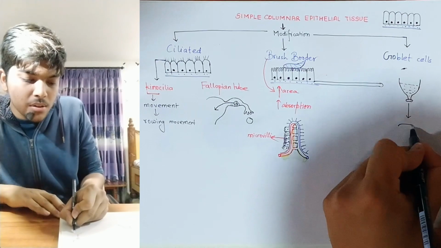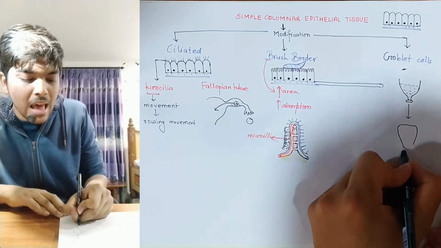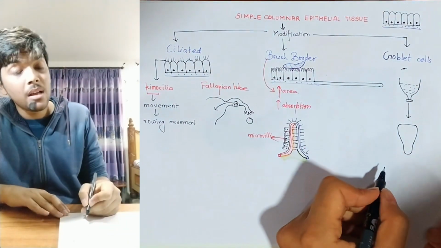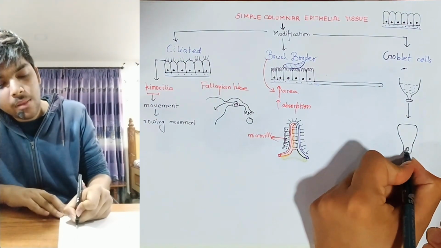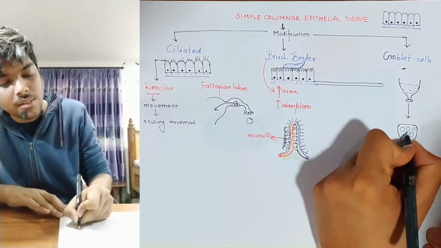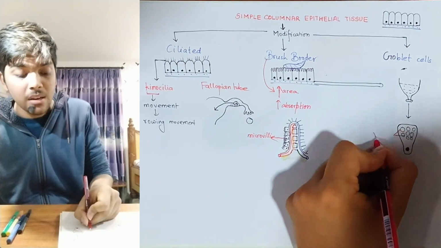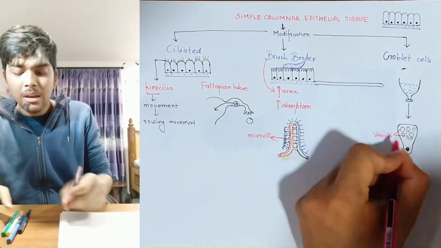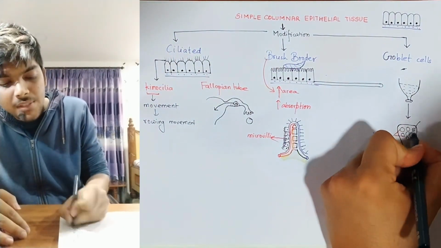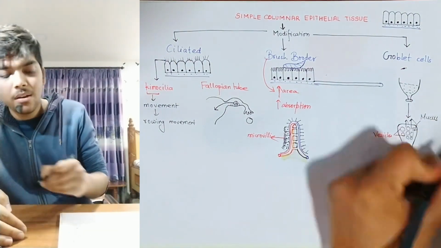This is what goblet cells look like. It has a wide apex and a narrow base as well. Since it's a columnar cell, the nucleus is present at the base, and the apical region contains lots and lots of vesicles. And if these are vesicles, vesicles have to be filled with something, and the thing that is filled in these vesicles is mucus, which gets released outside.